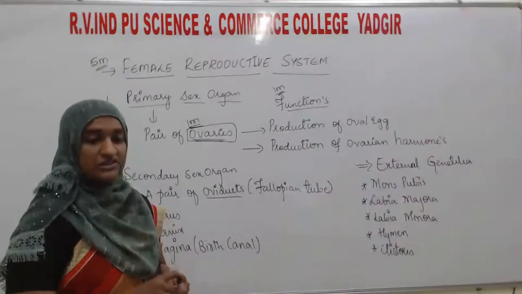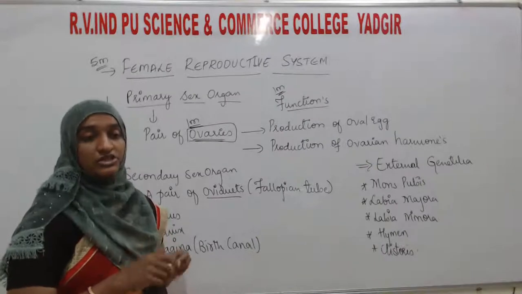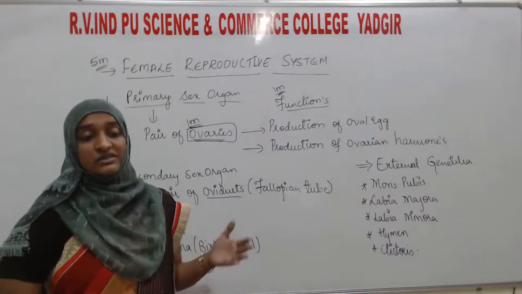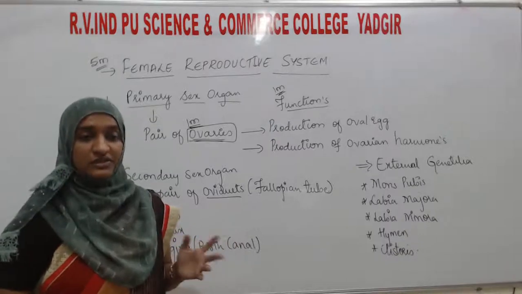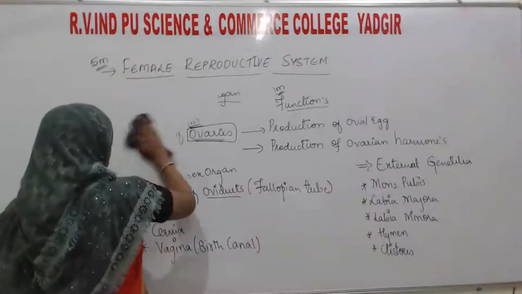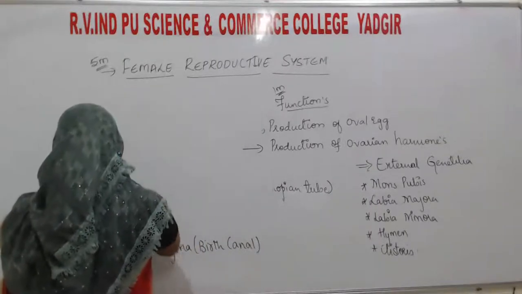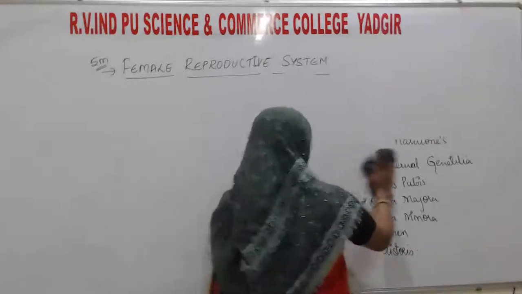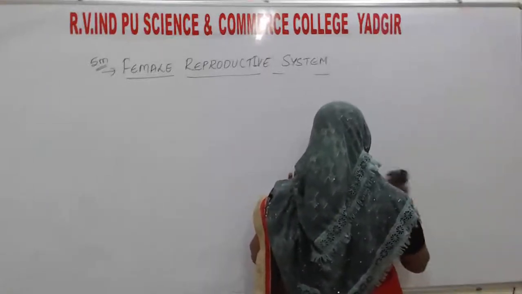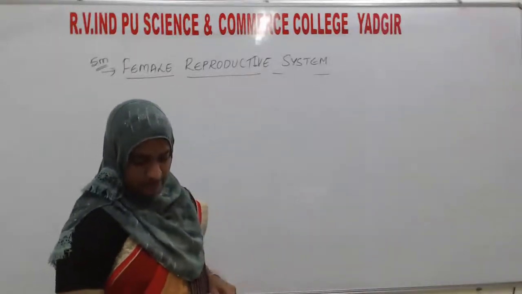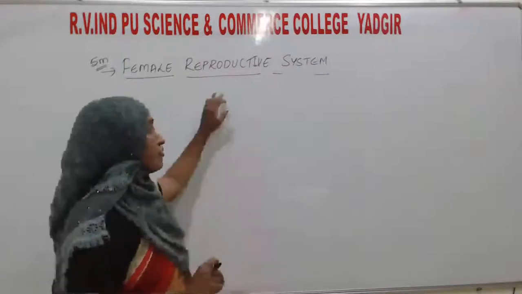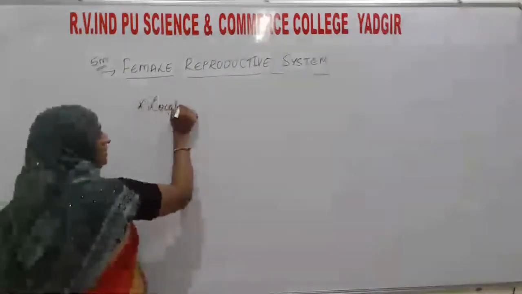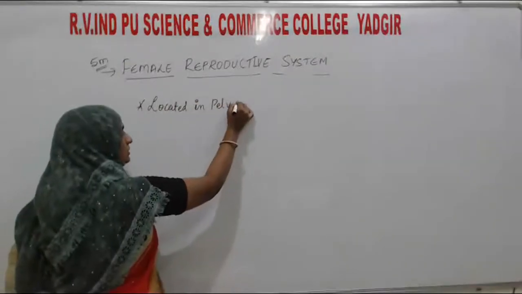So now next we will see the structure of the female reproductive system. Before that, where it is located and how it is involved in the reproduction process, that we will see here. First of all, this female reproductive system is located in the pelvic region.